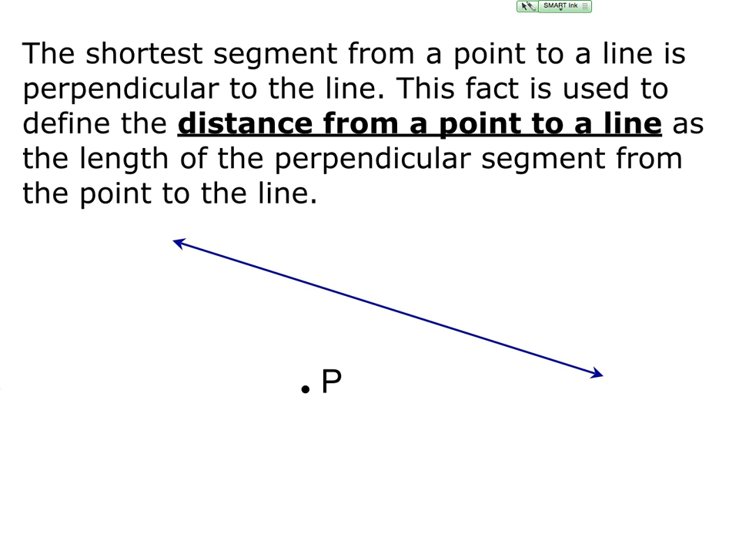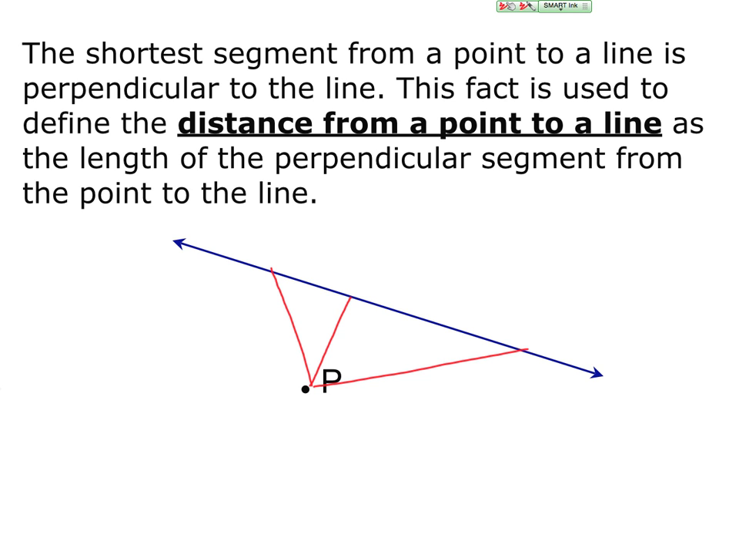It says that the shortest segment from a point to a line is perpendicular to the line. This fact is used to define the distance from a point to a line as the length of the perpendicular segment from the point to the line. So in other words, if I gave you this and said, okay, measure for me, how far is point P from that line? Would it be okay for you to lay your ruler and measure this length? No? Measure this length? Measure this length? No? Where should I measure to get the distance that point is from the line? See how there's a lot of different possibilities unless we decide what we really want?